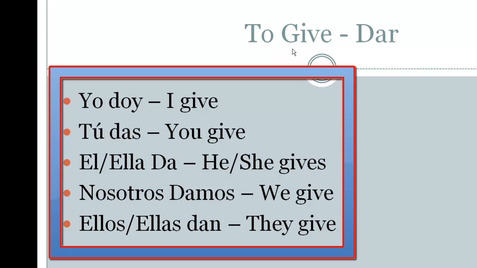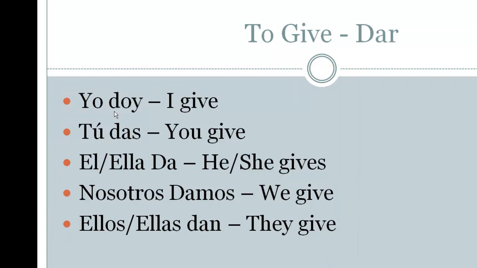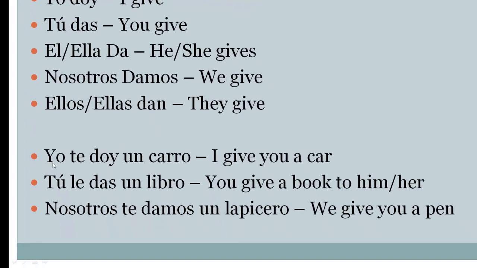So to say to give, which is dar. Yo doy is I give. Tú das, you give. Él da, ella da, he gives, she gives. Nosotros damos, we give. Ellos dan, ellas dan, they give. Again, that's the verb to give.